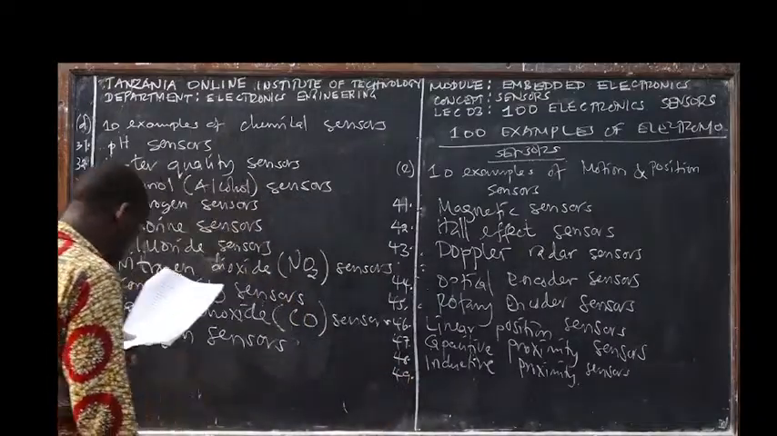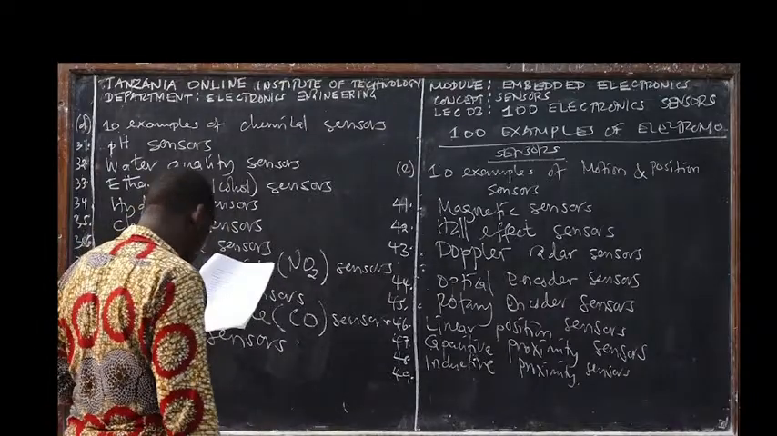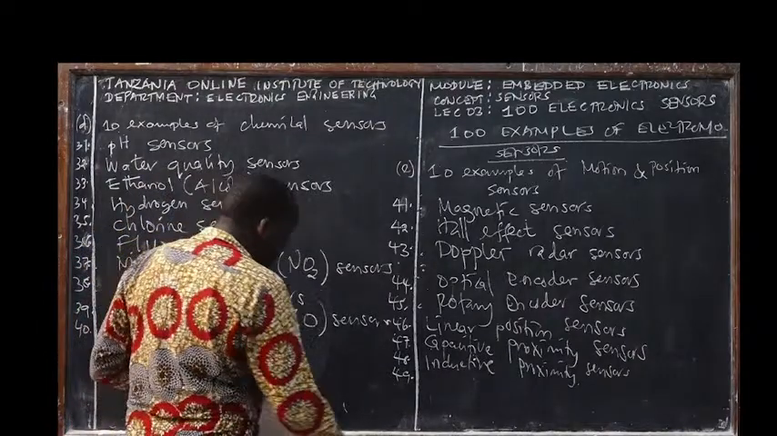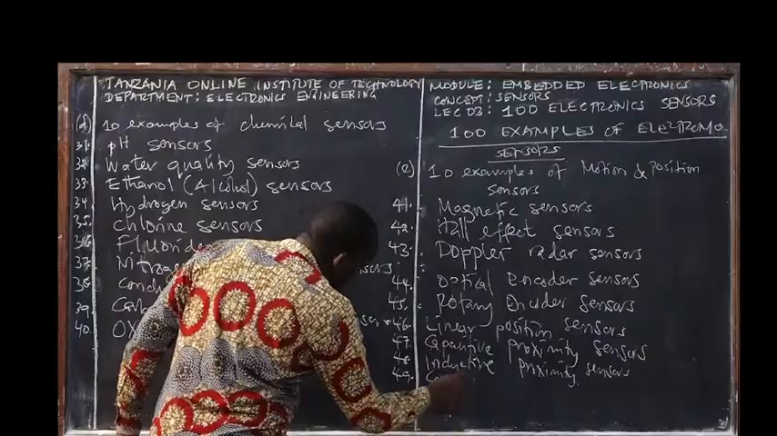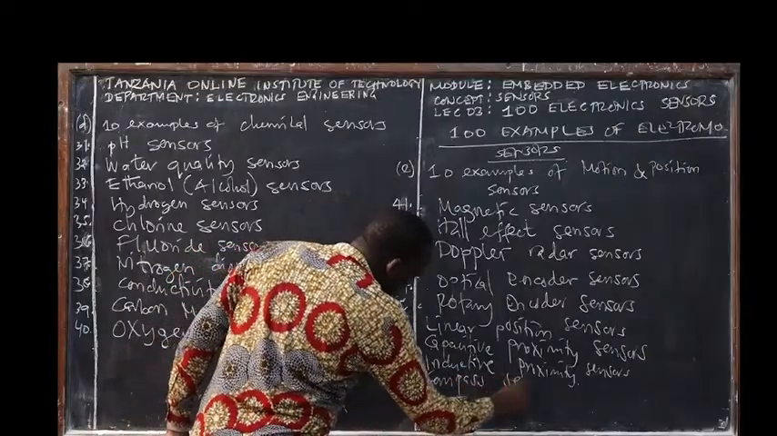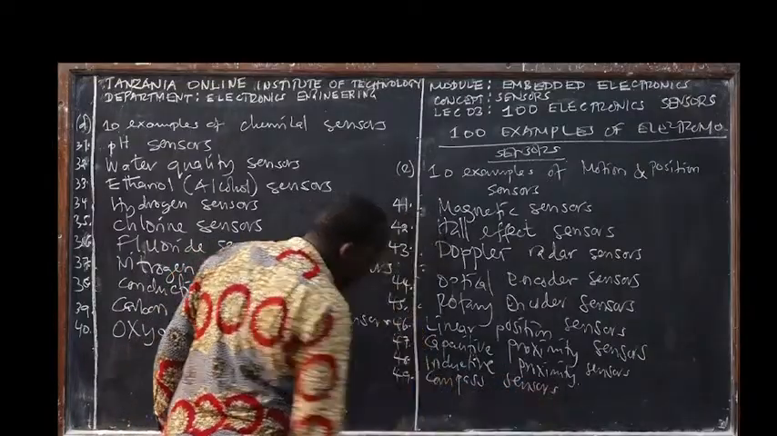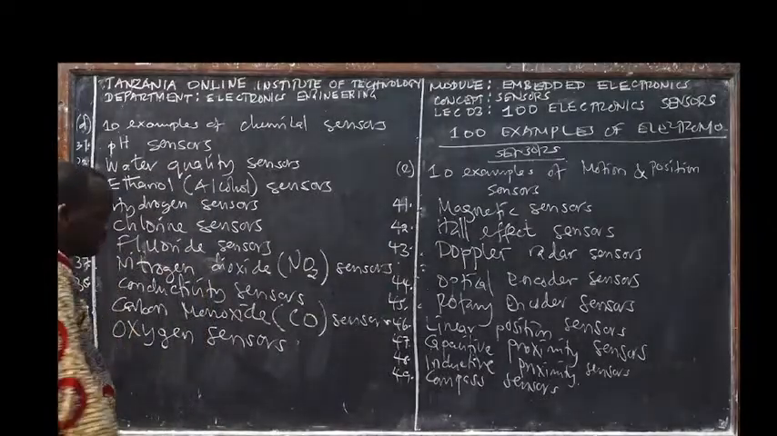Example 49 is called the compass sensors. Say compass sensor. Ruben, yourself, say compass sensors. Compass sensor.